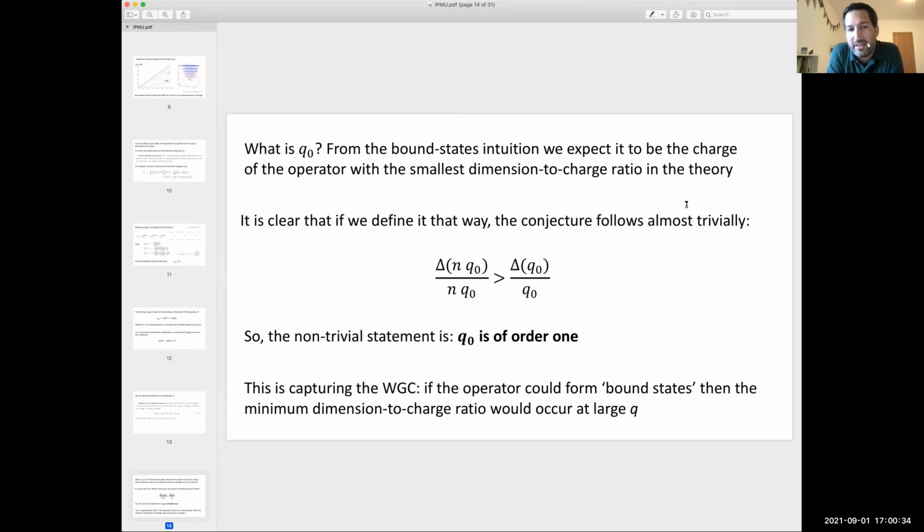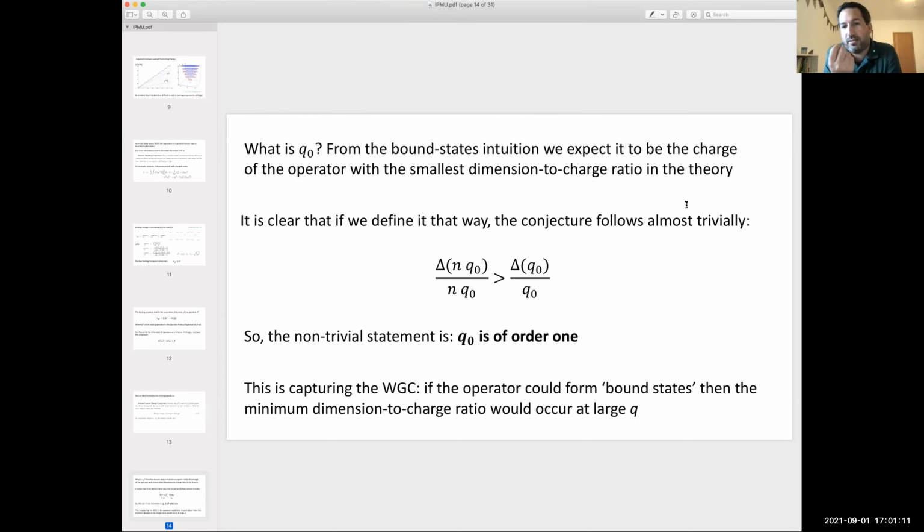And it is also clear that if we define q0 to be the charge of the operator with the smallest dimension to charge ratio in the theory, then the conjecture follows almost trivially. Because if we consider the dimension of n q0 divided by n q0, then by definition this must be bigger than the dimension of the operator of charge q0 over q0, since we define q0 that way. And so rearranging this, we just recover this kind of convexity statement. So the non-trivial statement is really the statement that q0 is of order 1.